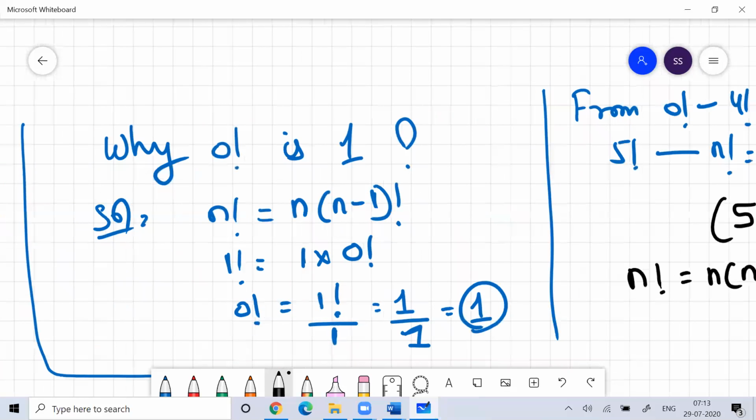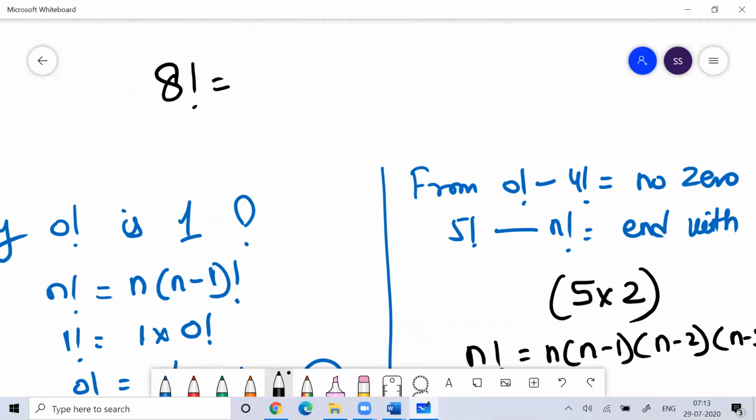When I talk about trailing zeros, you know that 8 factorial is 40320. Here the trailing zero is this 0 at the end. I'm not talking about this other 0, and I'm not counting how many zeros are there in total. I'm counting the zeros that come after the digits are over, and those zeros are formed by multiplying 2 with 5. So I'm counting how many of those zeros there are. You understand?